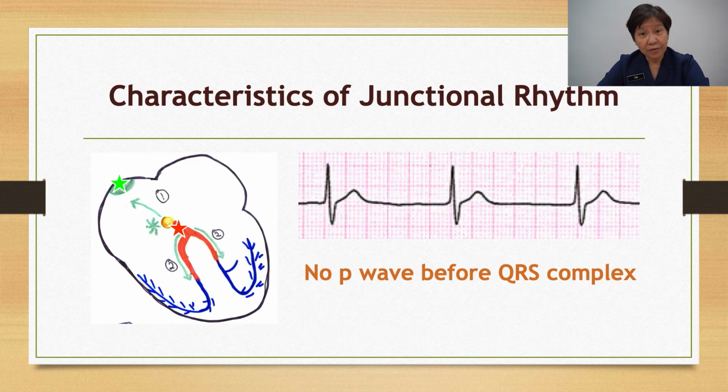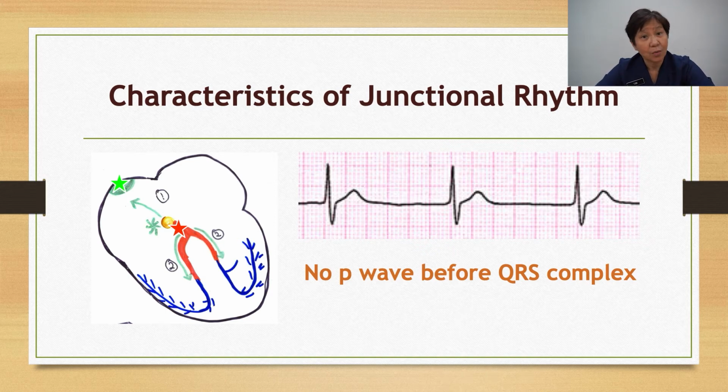When both depolarize together, your atrium is a small mass and your ventricle is big. So can you see your P wave? Of course, you can't see it. It's just like a big fish eating a small fish, so you can't see the small fish, right? Same thing, so you can't see any P wave in front of your QRS. So this is what we call a characteristic of the junctional rhythm.